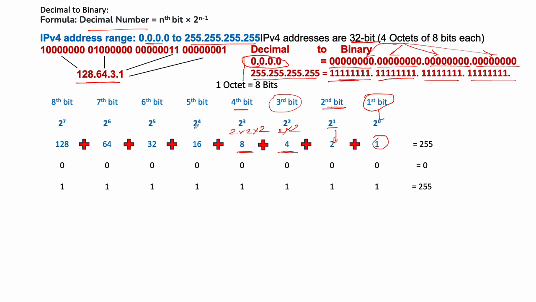That comes to 8. Similar way, 2 raised to power 4, you multiply 2 four times: 2, 2, 2, and 2, right? And that comes to 16. 2 raised to power 5 means you multiply 2 five times, and you get the 32 value. Similar way, 2 raised to power 6, you get 64. 2 raised to power 7, you get 128. So these are the 8 bits.